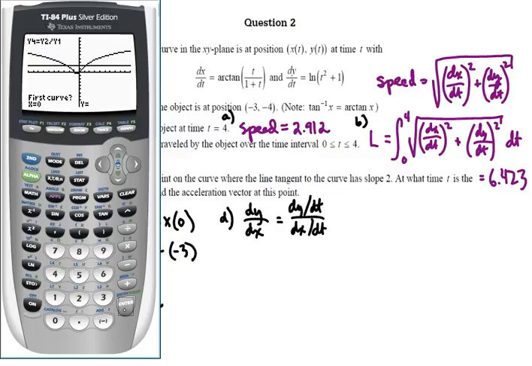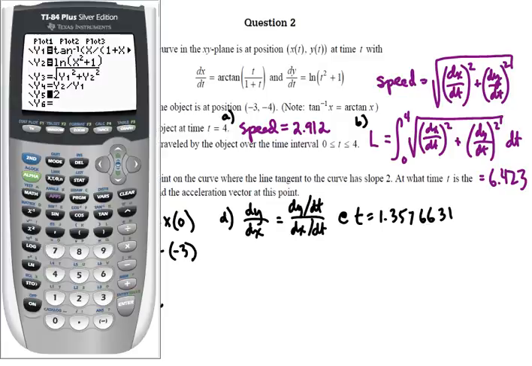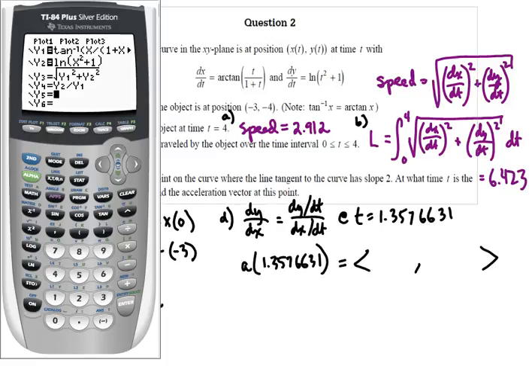First curve, the second curve, and I get close to the intersection, and that gives me the intersection when t is equal to 1.3576631. Now I want to find the acceleration vector at that point. And that means I want dx/dt and dy/dt at that value, so I turn those on and everything else off. I'll continue this in the next video.